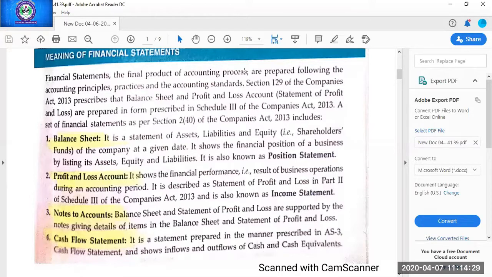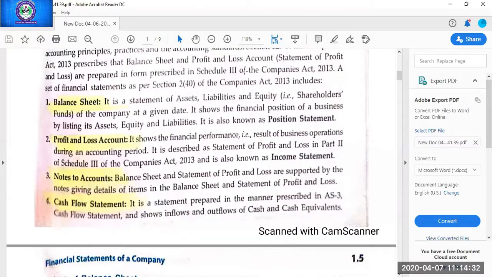Then notes to account. Notes to account, because in the balance sheet and P&L account we are just giving one figure, like we are writing cash balance in the balance sheet, suppose it is 2 lakh, but we don't know how this cash balance has come, what are the parts of this cash and cash equivalent. So in companies, it is a practice that for each and every item given in the balance sheet or statement of P&L account, one note will be prepared, and the detailed description about that particular item will be given in that note. So that will be known as notes to account.